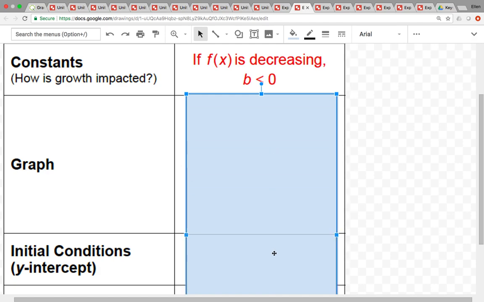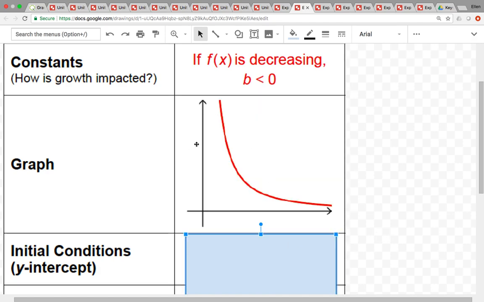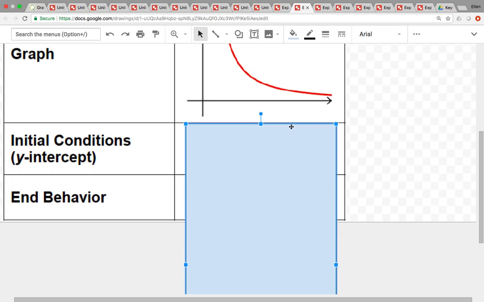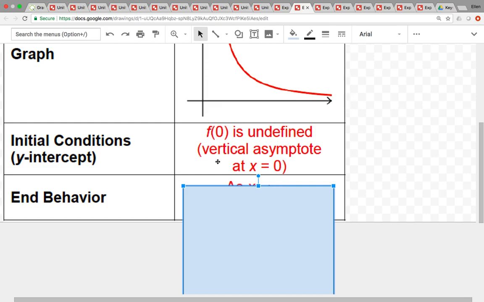As we get into exponential functions more, we'll talk about what negative exponents do to your functions. Your graph for that is going to look like this. On the left side, you're starting way high up at positive infinity, and you're decreasing the whole time. Notice that we're approaching an asymptote at your x-axis, so y equals 0. Your initial y-intercept is undefined because you have a vertical asymptote here at x equals 0, and you end up with a horizontal asymptote at y equals 0 as well.